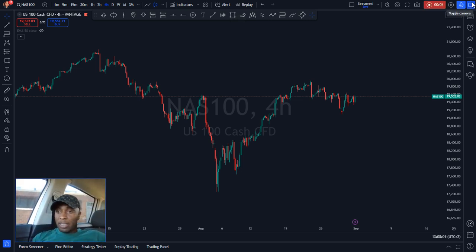Today, let's analyze NAS 100 and gold on one chart.